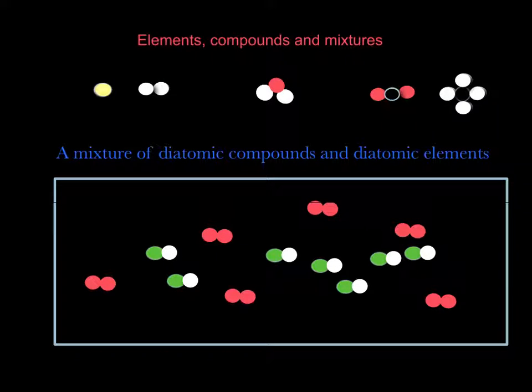For this, I chose the green and white molecule and the two red molecules because a diatomic compound is the green and white, and a diatomic element is the red.